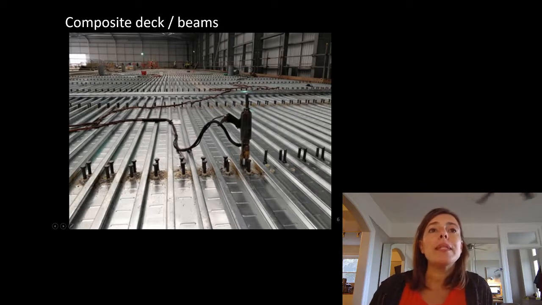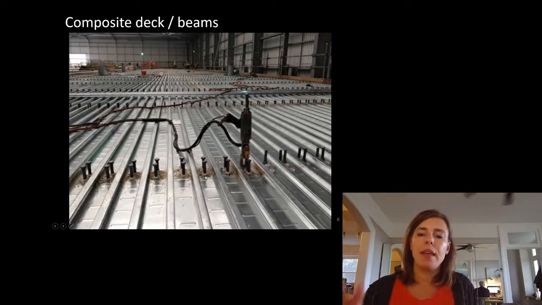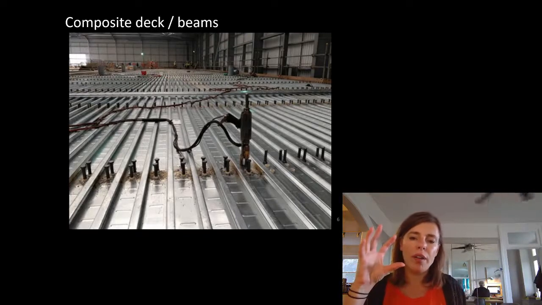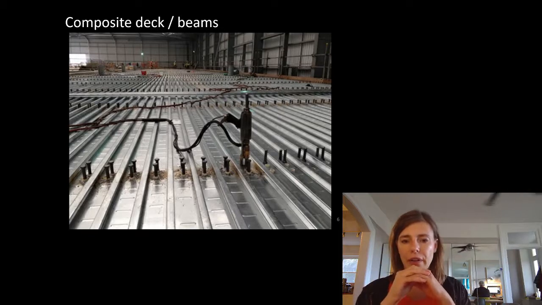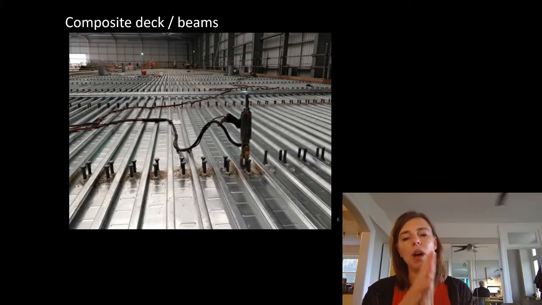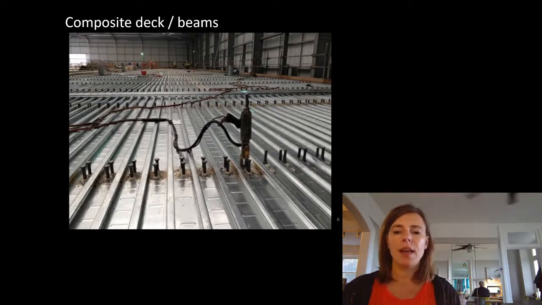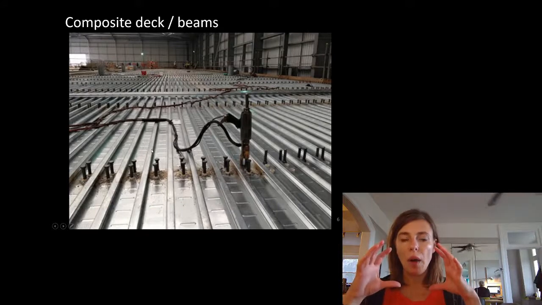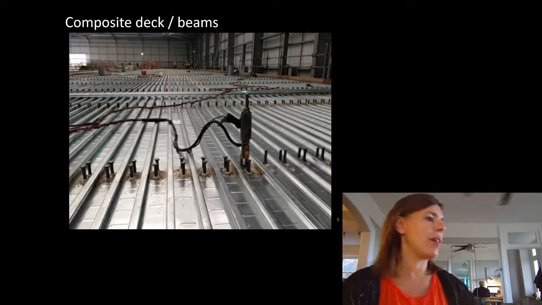Here is a composite deck and beam system. So under here, there is a steel beam. And what they're doing here is they're going to make the concrete. So normally concrete and deck work together to make our system. And we'll talk about composite systems next term. But these little studs here are when we take the beam below and actually make them work together.